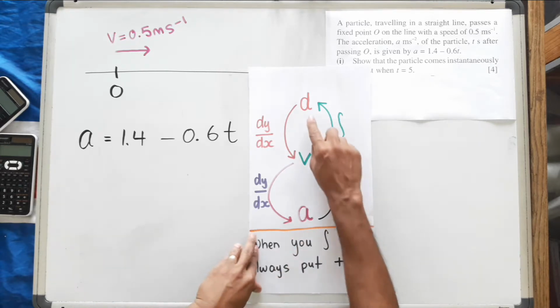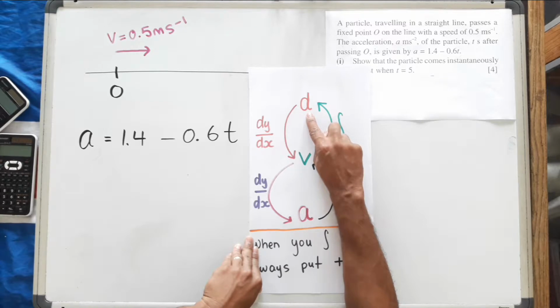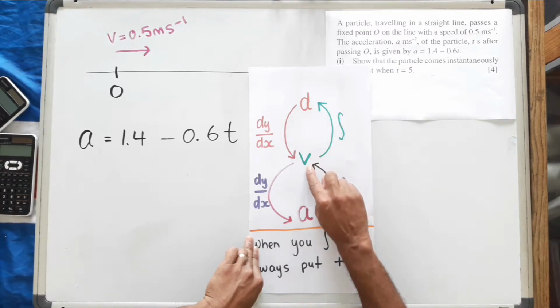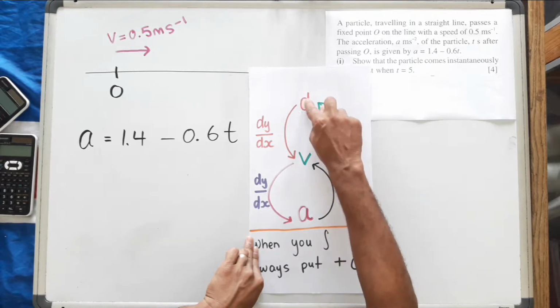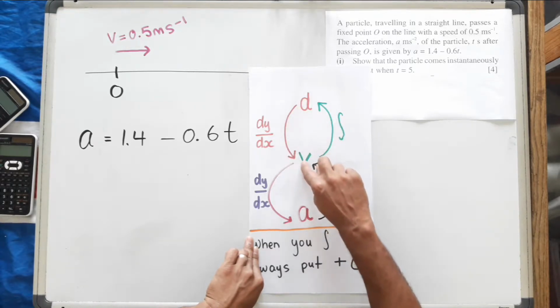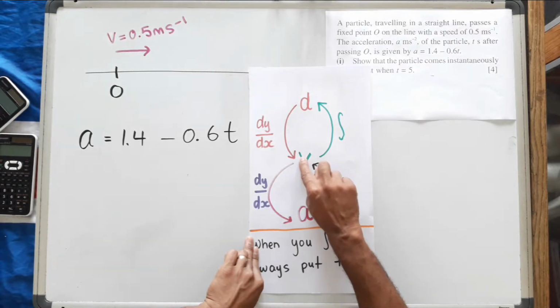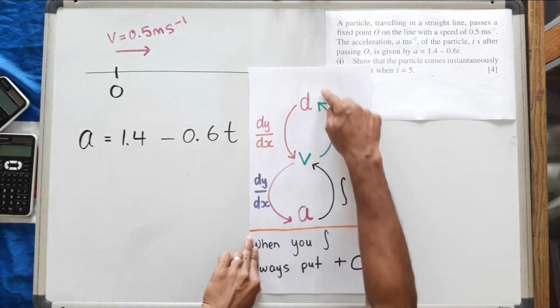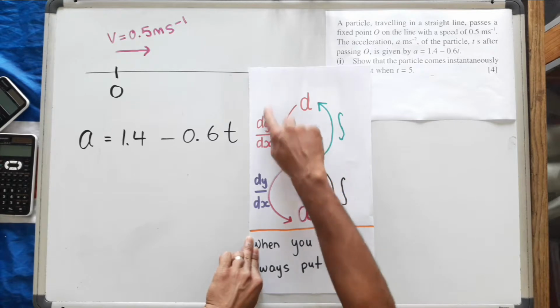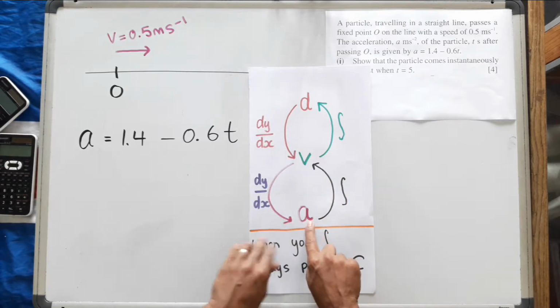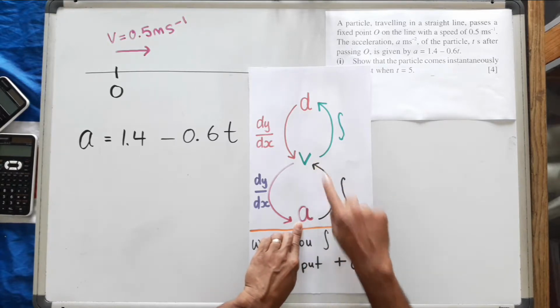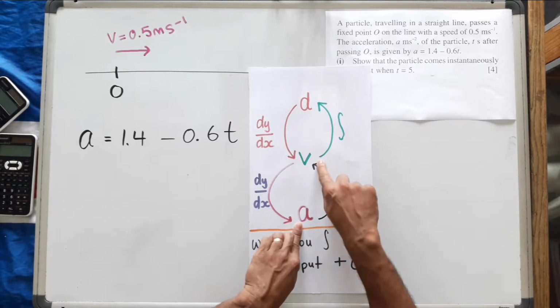So let's say we were given the equation for displacement. If I want the formula for velocity, I have to differentiate displacement, and that will give me velocity. And if I take velocity and differentiate that equation, I will get acceleration. So as we go downwards the chart, we have to differentiate. However, if I am given acceleration and I want to find velocity, to go upwards, I will need to integrate.